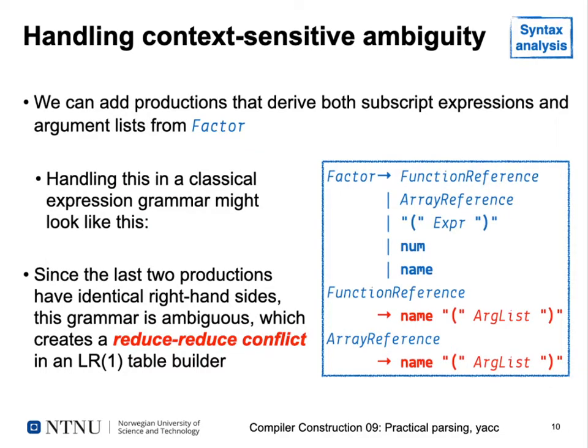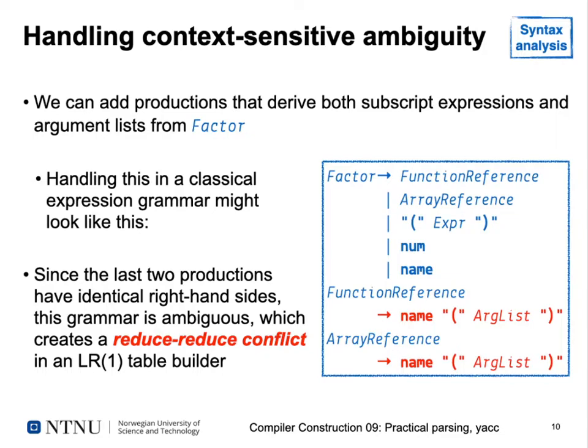So how could we handle such context-sensitive ambiguity? Well, we can add productions that derive both subscript expressions and argument lists from a factor in our example grammar. So if we want to handle this in a classical expression grammar, that might look like this one here. We have our factor here. That might be a function reference or an array reference or some expression in brackets or a number or an identifier, a name. And the function reference might resolve to a name, opening bracket, an argument list, closing bracket, and the array reference would also resolve to name, opening bracket, argument list, and closing bracket.